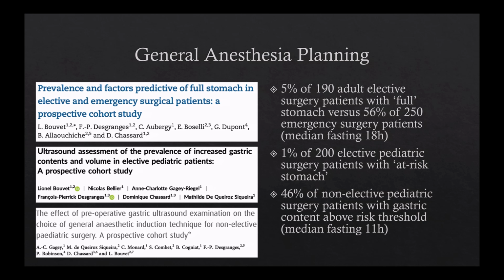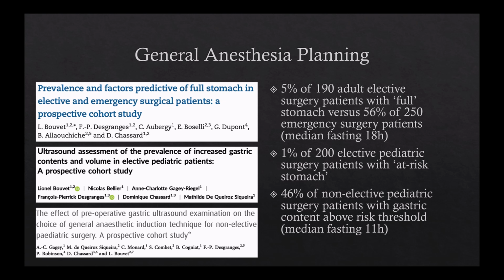What this data has shown is that the majority of patients in both adults and pediatrics who are undergoing elective surgical procedures and who meet fasting guidelines tend to have empty or safe stomachs. In contrast, those patients undergoing urgent or emergent surgeries frequently have gastric content that is considered to be high risk, despite the fact that in many of those cases, the fasting times of those patients were well in excess of the times typically required to be considered fasting for elective surgeries.